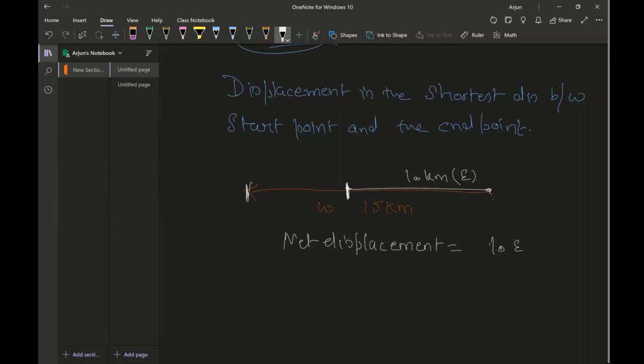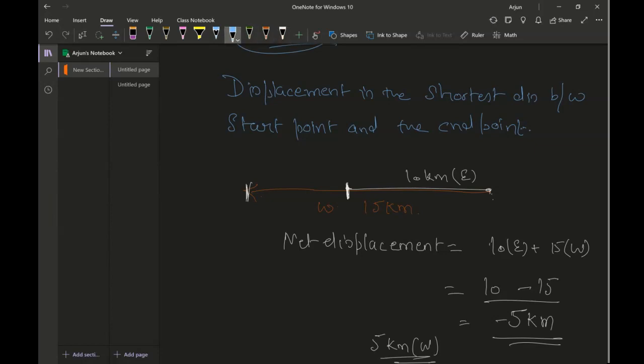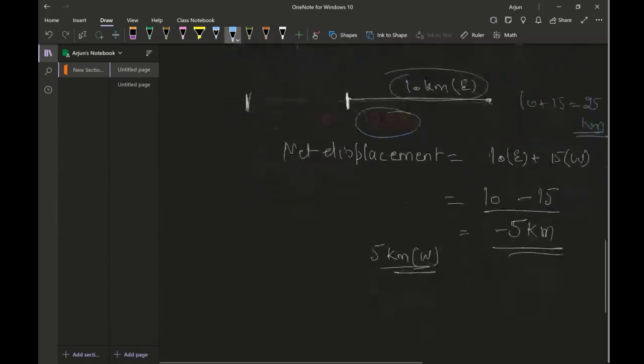is 10 east plus 15 west, and that will be equal to 10 minus 15. That gives me -5. If it is kilometers, then it will be kilometers, or I can say 5 kilometers west. That will be the displacement. Same case, if I were to find out the distance covered by that person, it will be 10 plus 15. 25 kilometers is the distance covered by the person.